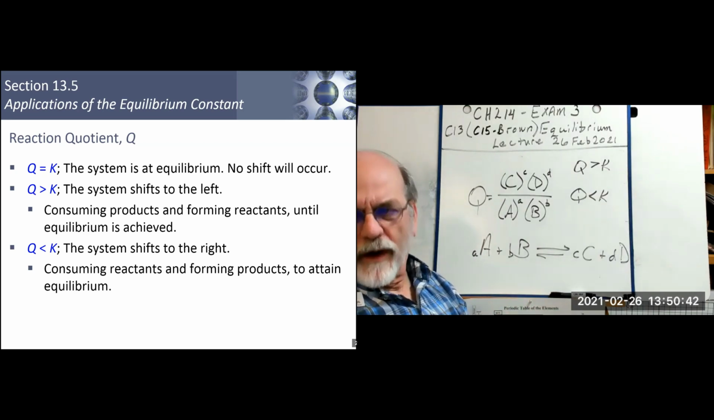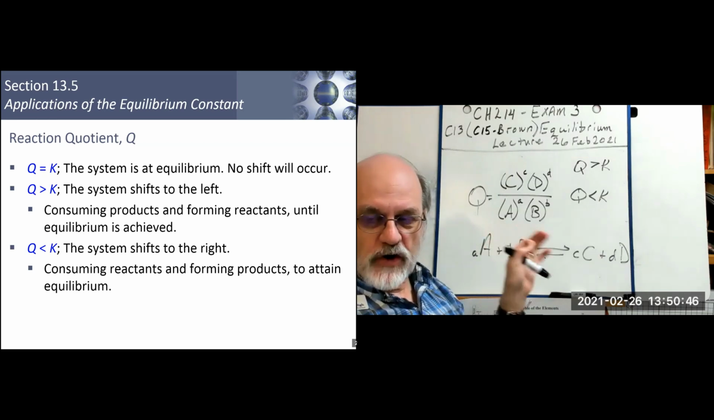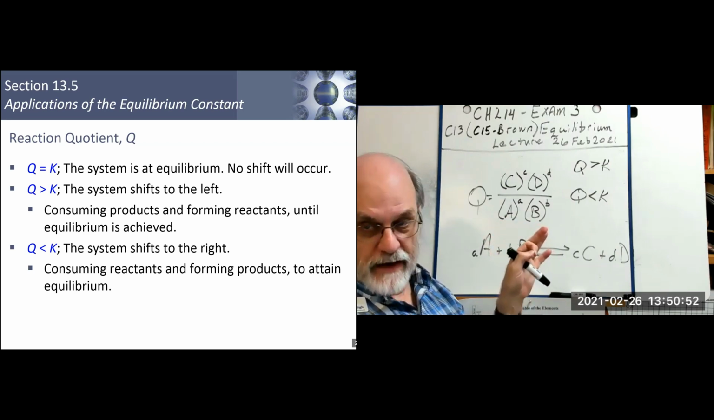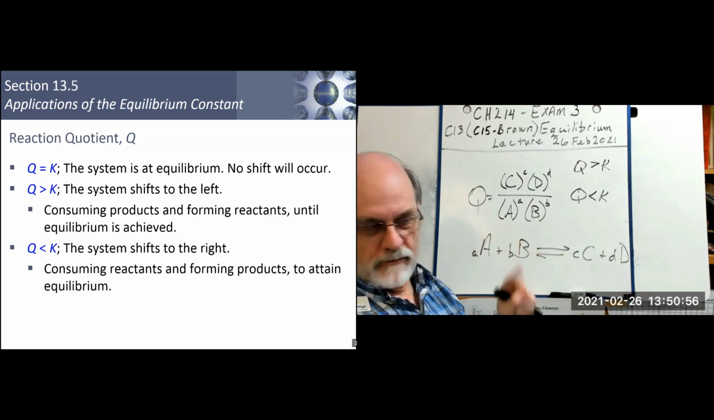Now, why would we want to know that? Because when we start trying to determine the end concentrations for a mixture that's not at equilibrium yet, we need to know which direction it's going to move. If we don't know that, then we can't do the calculation. So that's why Q is important.